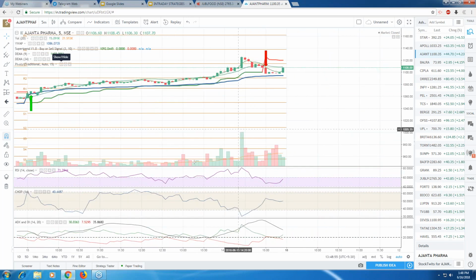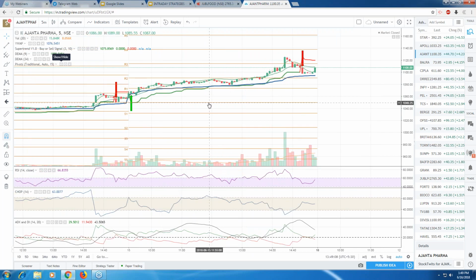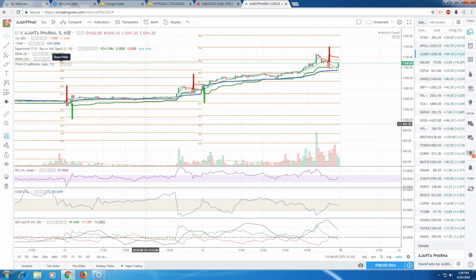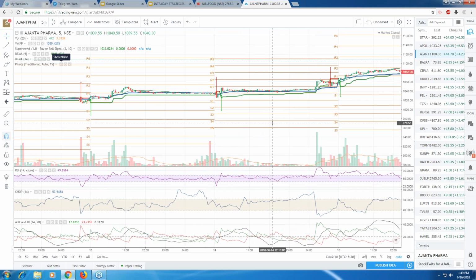So here, the rule remains same. We have to have all the three parameters meeting: RSI above 60 if you want to buy, choppiness below 40, and ADX should be strongly trending, right? So let's see, this is Ajanta Pharma. If we get any opportunity here, let's see if I could see anything.